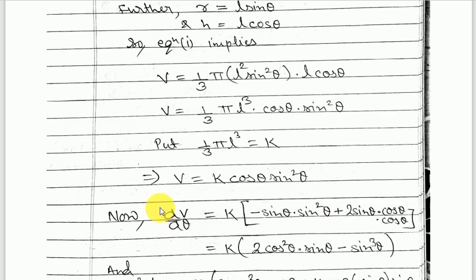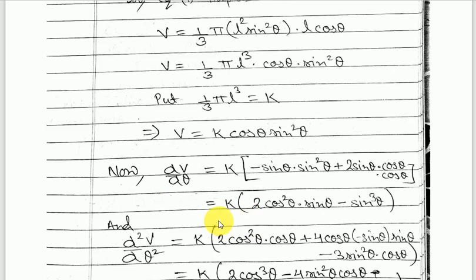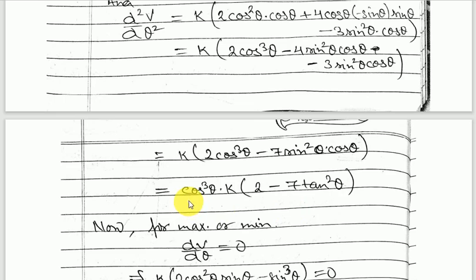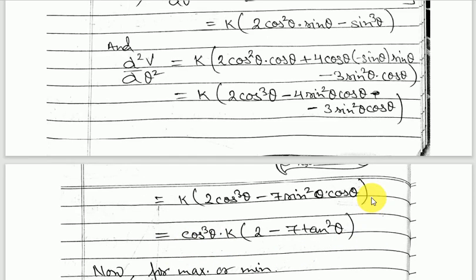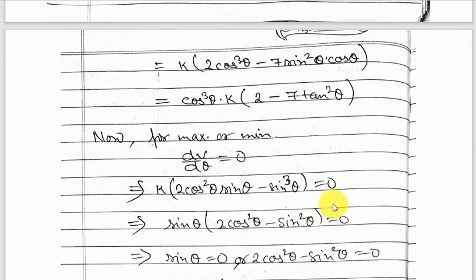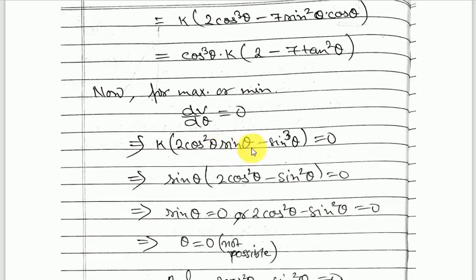Now find the first derivative, and you get k times this. Then find the second derivative, that means you have to differentiate this again. Simplify and you get this second derivative. Now you know that for maximum or minimum, the first derivative should be equal to 0. So put that equal to 0. From here you can see that sin theta is common, so sin theta comes out common.